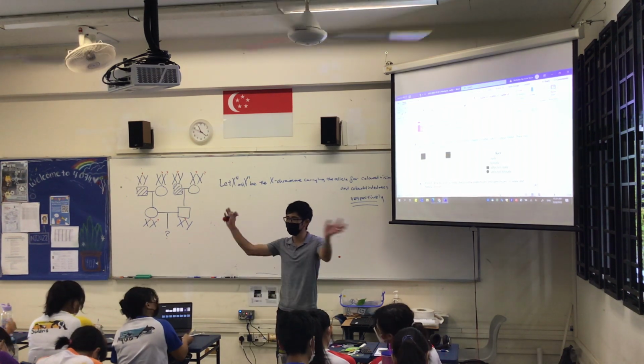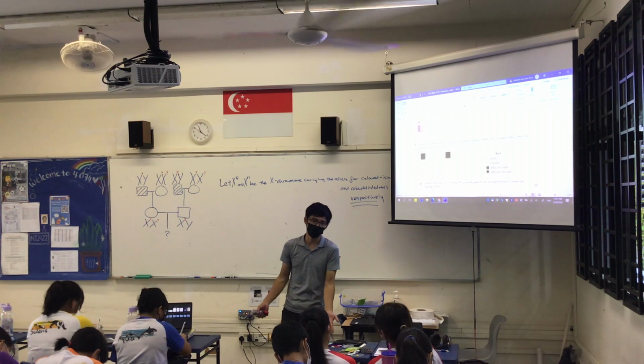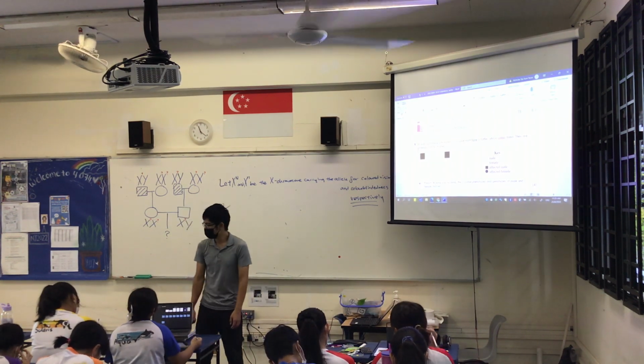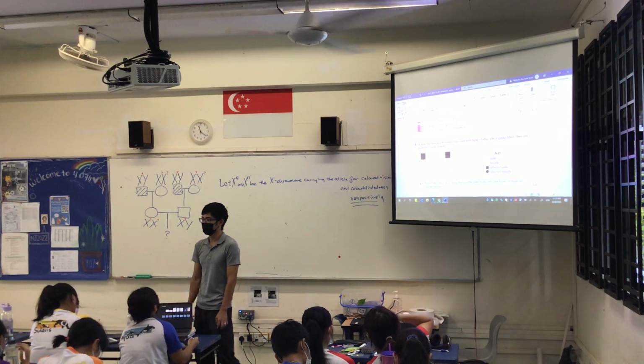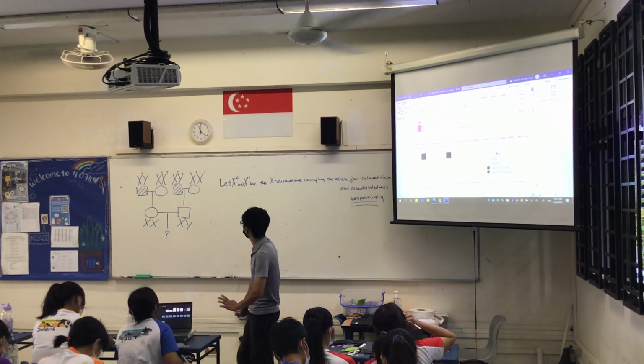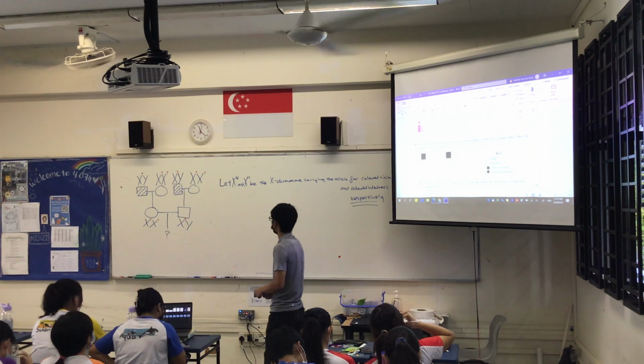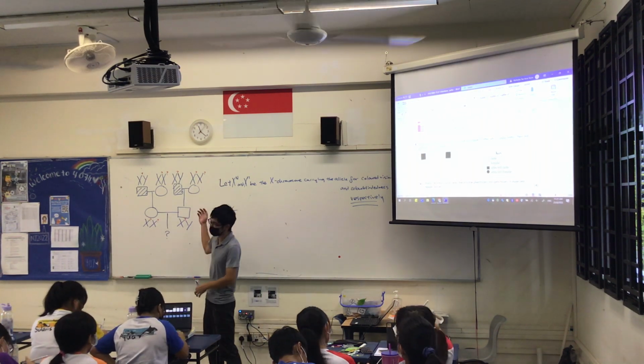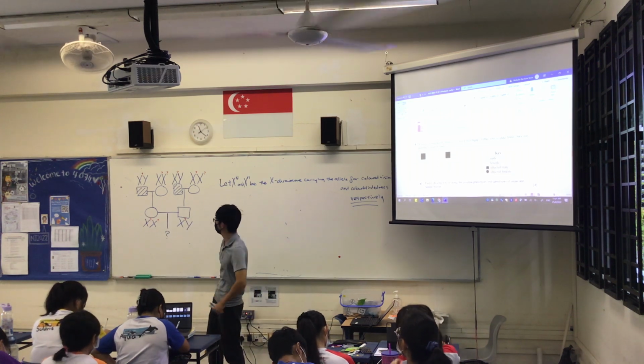Don't need to define Y. Okay, there's nothing on Y. So you just need to define the allele on the X chromosome. Have you first solved the family tree yet? You know who has what?